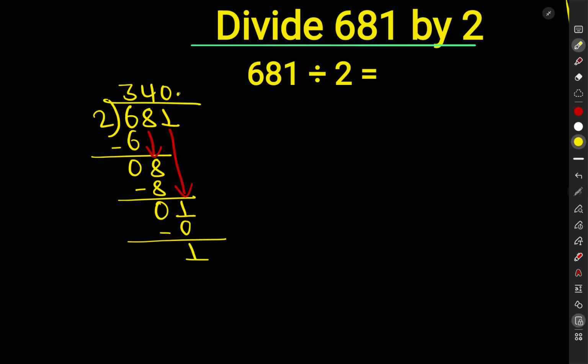So we take here decimal so that we put 0. So it is 10 and 2 times 5 is 10. On subtracting we get 0. So 681 divided by 2 is 340 decimal 5.